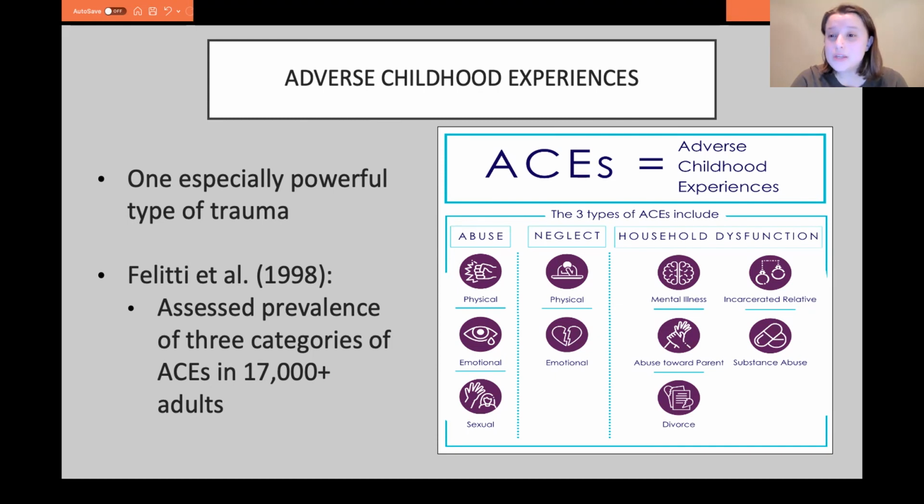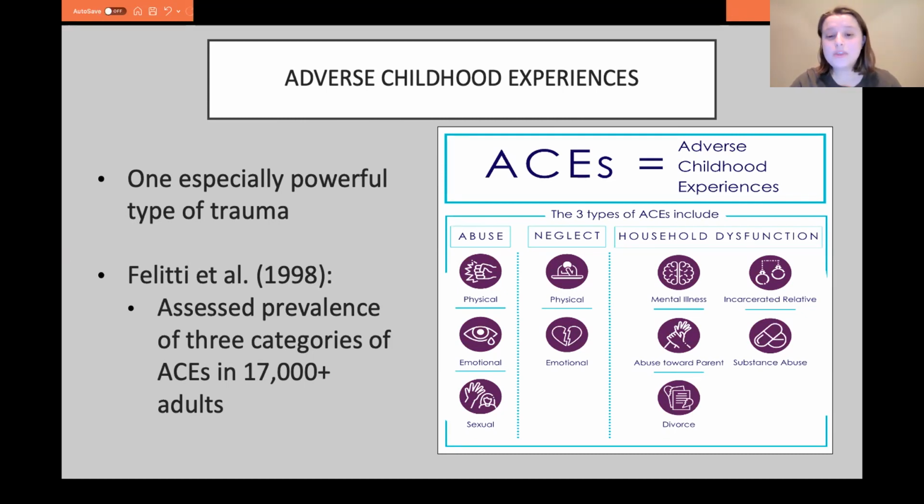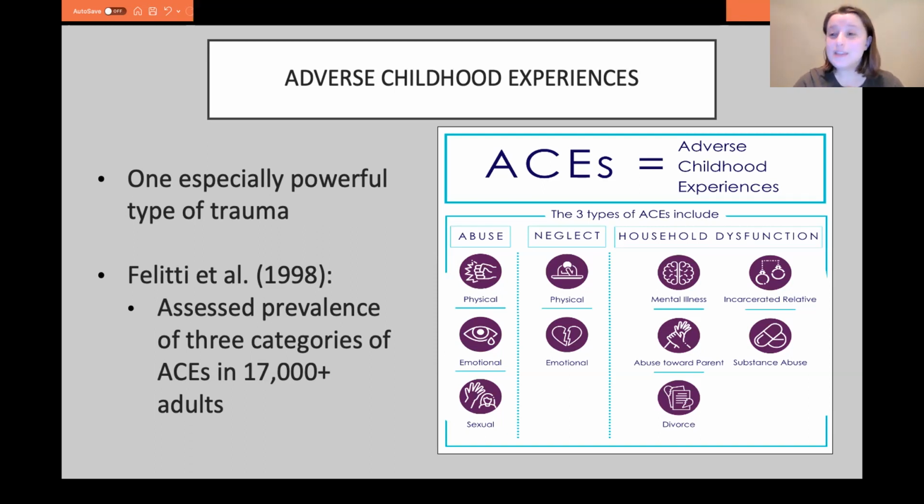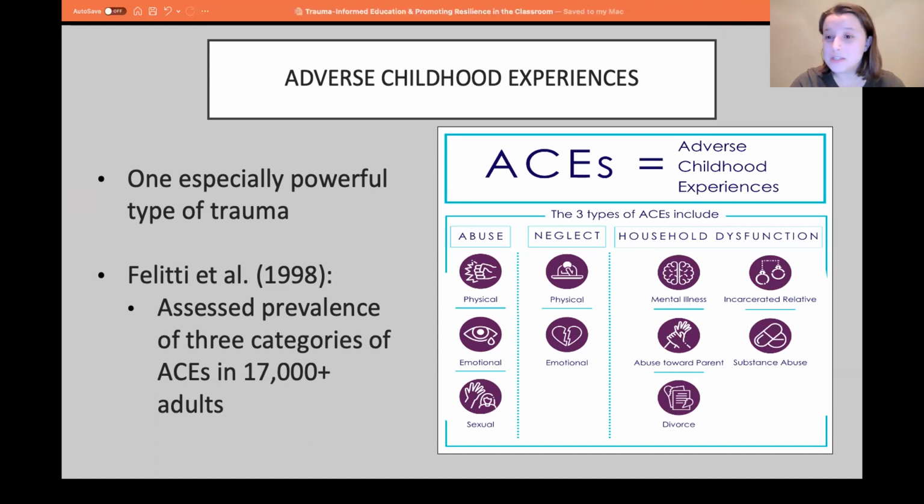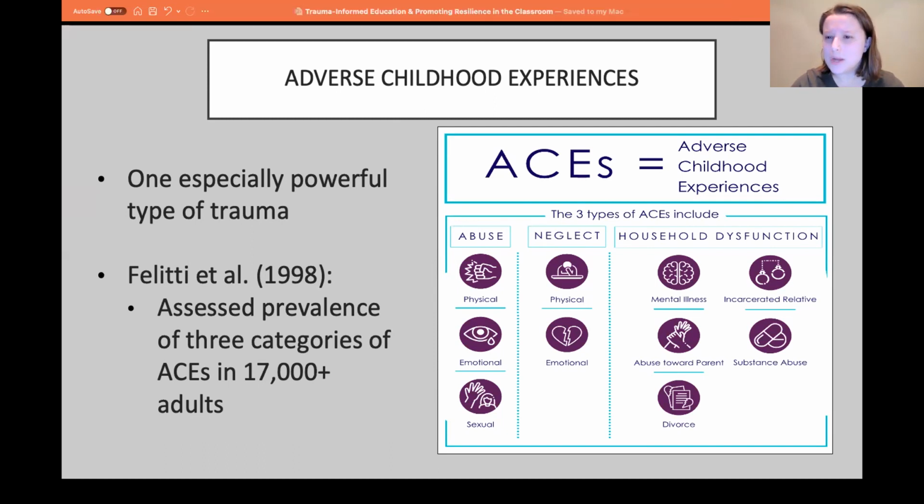So the researcher, or the group of researchers who came up with this, was Felitti et al. And what they did was they assessed the prevalence of 3 categories of ACEs in over 17,000 adults in San Diego, California. That is a massive sample size. That is incredibly large. That is just an astronomical amount of participants in this single study. And what they found were a couple of things. Well, before I get into those findings, let's get into a little bit about what ACEs are.